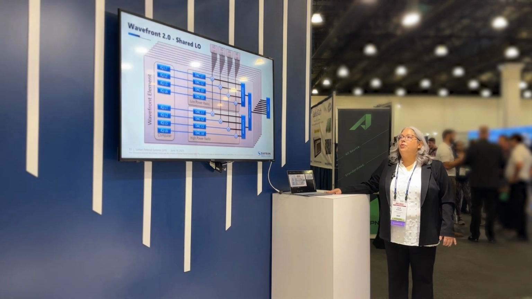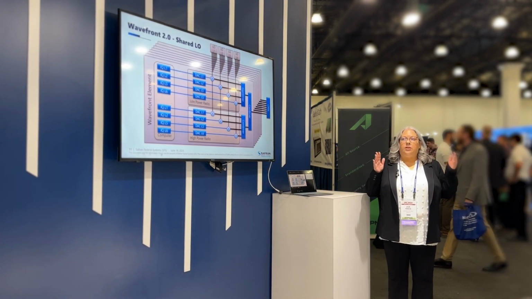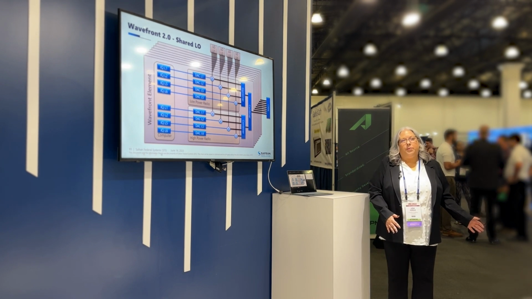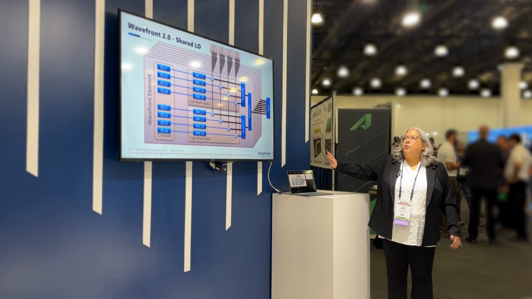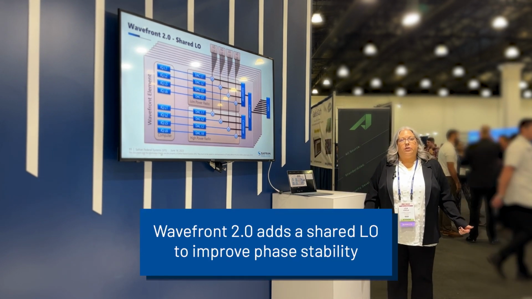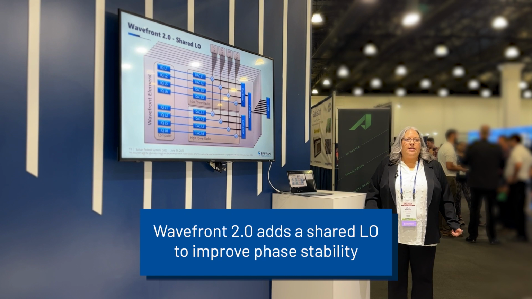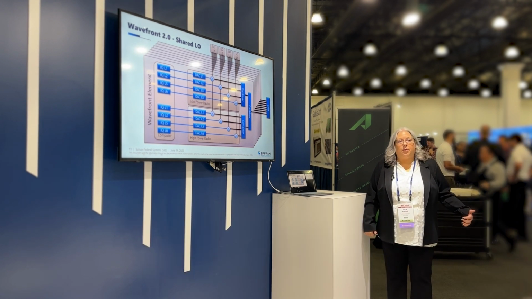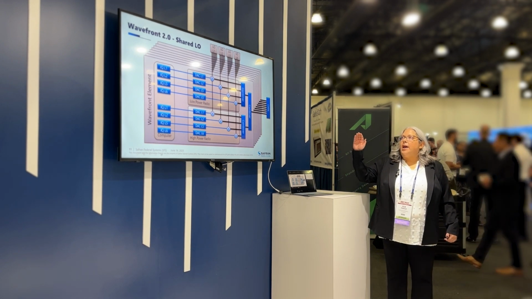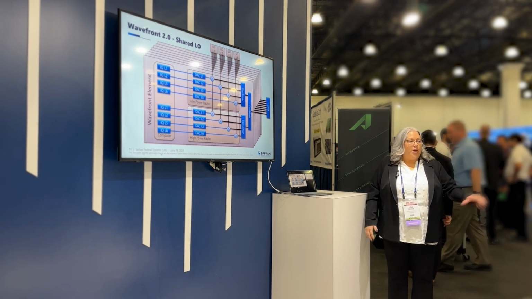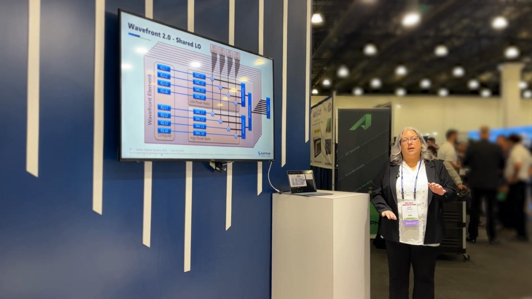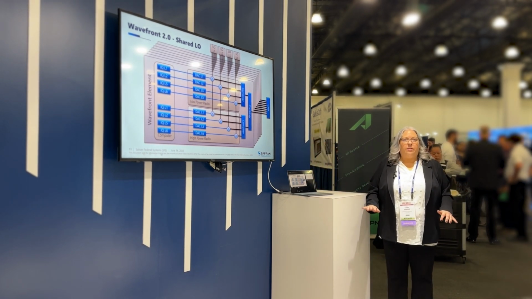So in order to improve that, we took a focus on phase stability, whereas previously we had been working only with the phase alignment. So here with the Wavefront 2.0, what we've done is added a shared LO, or shared local oscillator. So that in addition to the 10 megahertz and 1 PPS coming in, the shared LO will be the actual signal used by the radio to generate the frequencies. And that way, all of them are sharing the same one. And that's a major improvement that we've made here.